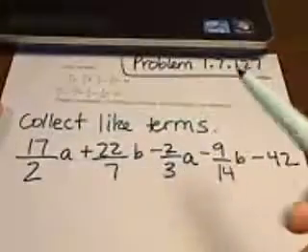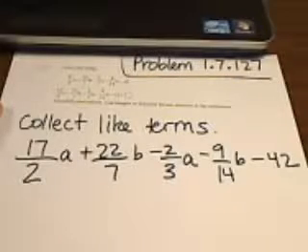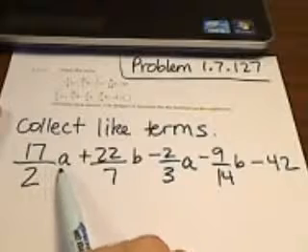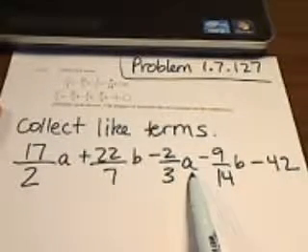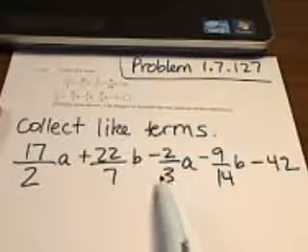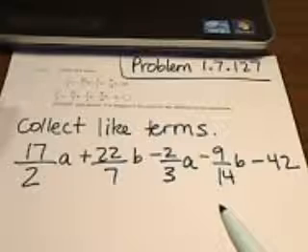Excuse me, let me say that again. Like terms are terms that have the same variable raised to the same exponent. Okay, so for instance, 17 over 2a is a like term with this negative 2/3 a. So what we want to do is collect these, but you'll notice these all have fractions, so we need to get common denominators.